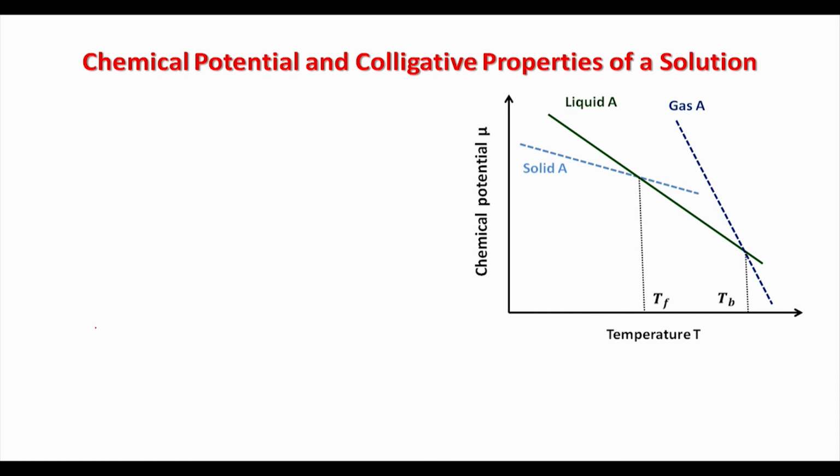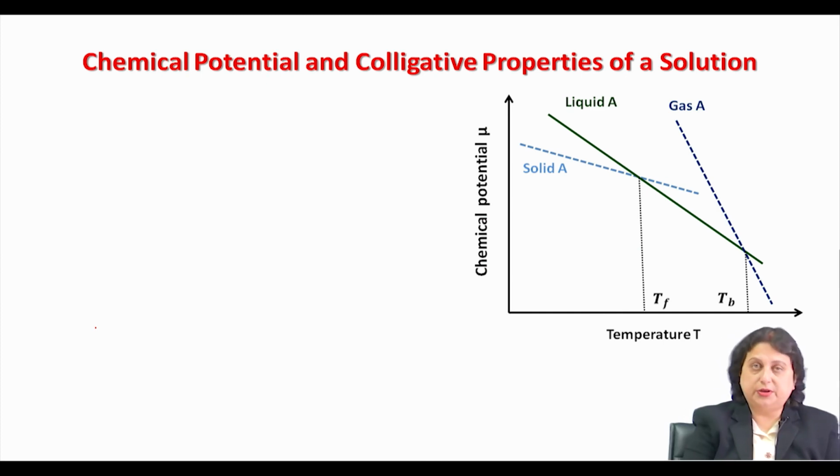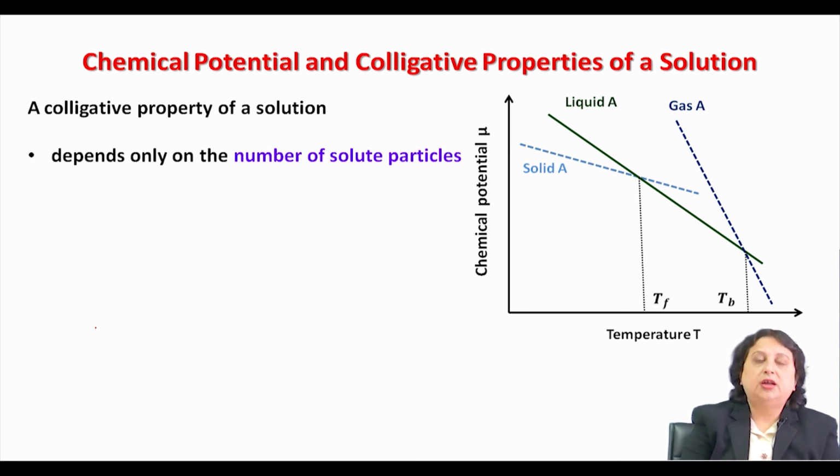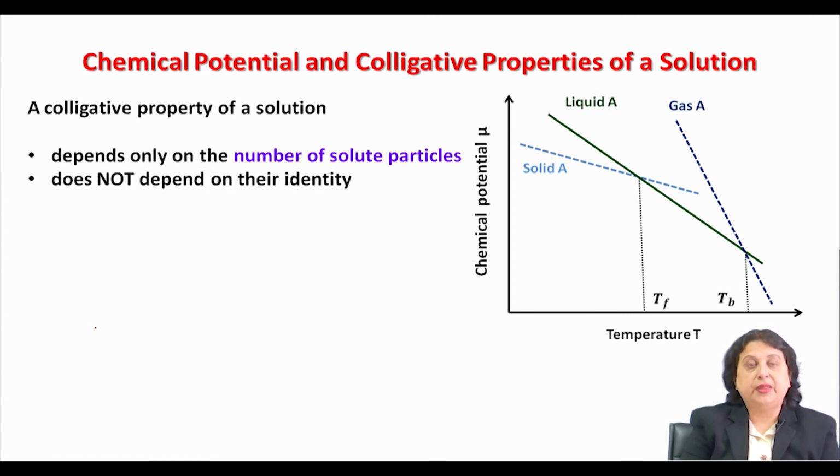Now, this also brings us to some very important properties of a solution, and these are known as the colligative properties. Now, when I talk about a colligative property of a solution, I am essentially talking about those properties of the solution that depends only on the number of solute particles present in the solution, and the property should not depend on the identity of the solute.